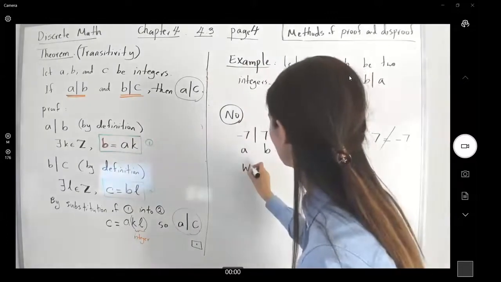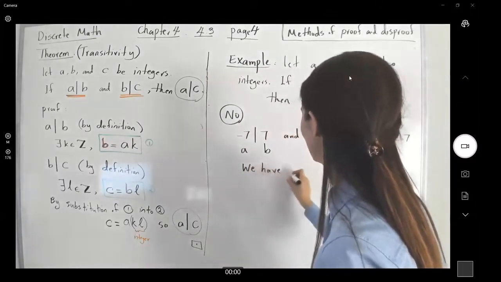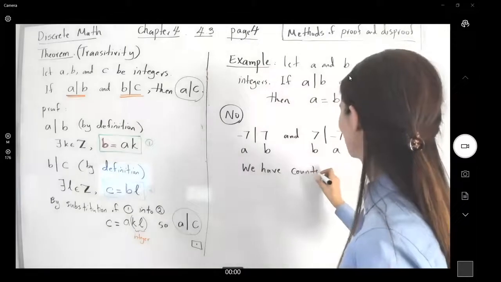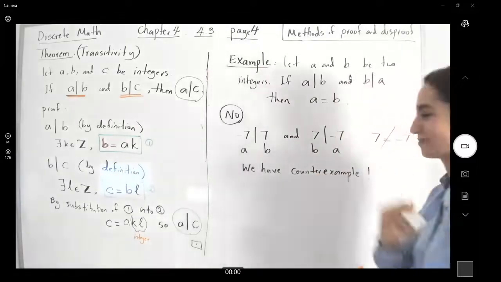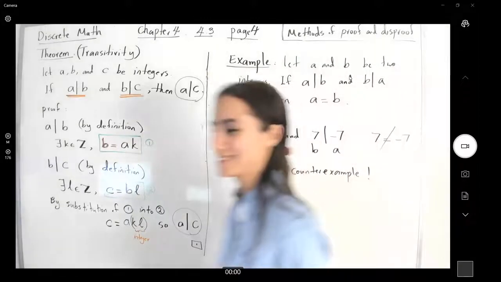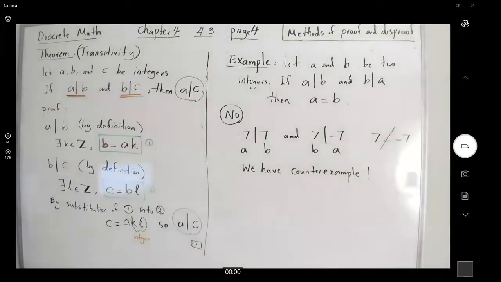We have a counterexample. You can use 2, -2. You can use any other number and its opposite here.